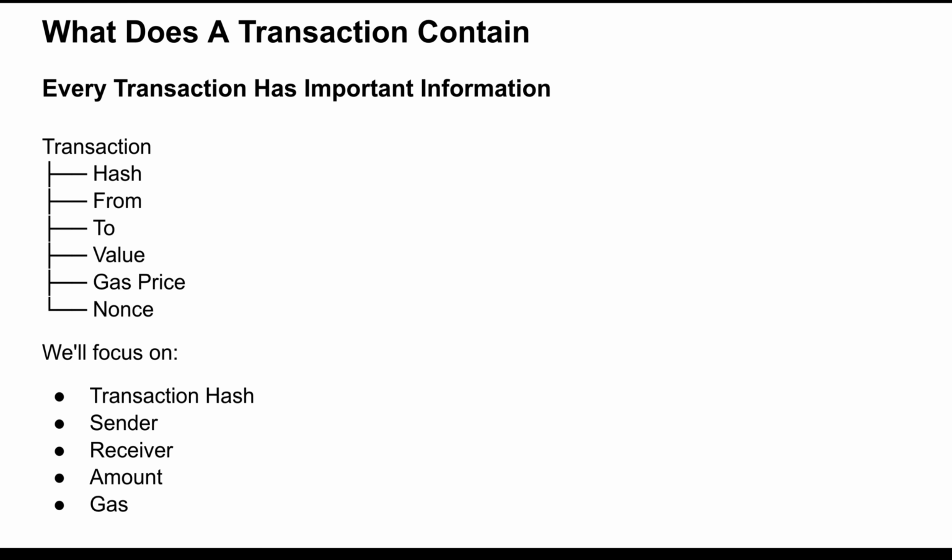Now, in a transaction, you might get a question like, what are the components of a transaction? Off the top of your head, a transaction must come with a transaction hash, a unique identifier for that transaction, and then the sender and the receiver, which are from and to, the value of the transaction, the amount you're sending, and then the amount it costs to send that transaction. That's basically the gas price, and then a nonce, also a unique identifier of sorts. We're going to get into it.